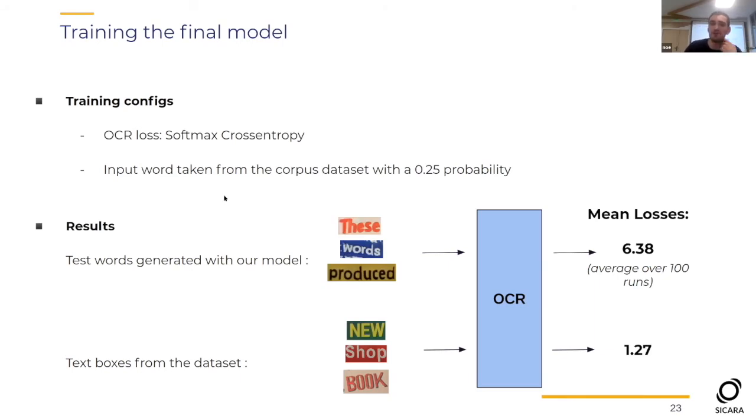As a means of comparison, all the images of the dataset were also inferred in the OCR, which led to an average loss of 1.27. And there is quite a noticeable difference between these two losses, which is mainly explained by the fact that some style vectors lead to hardly readable text boxes.